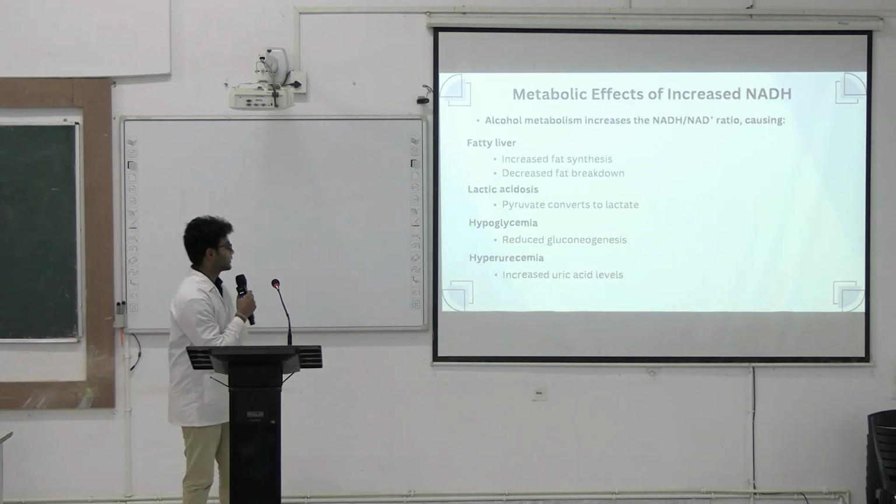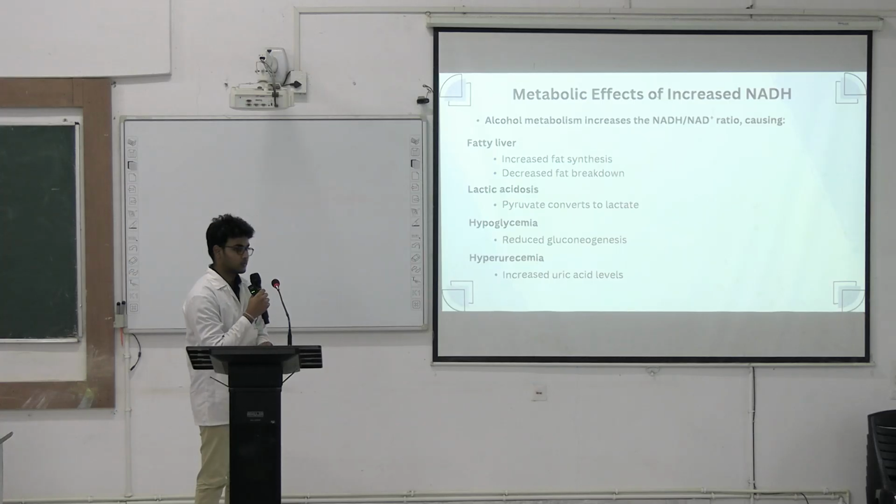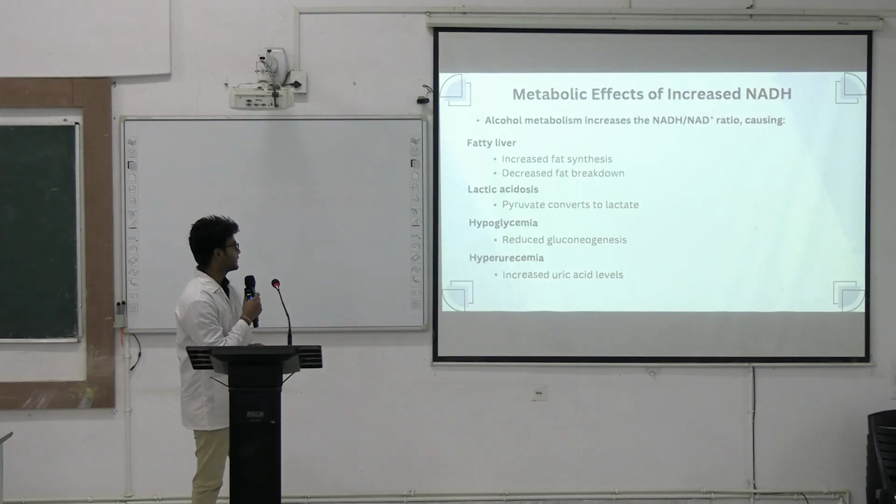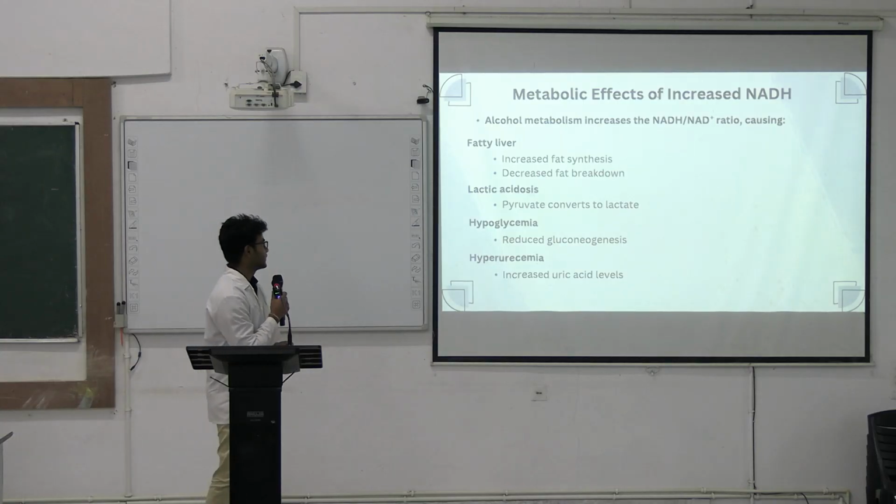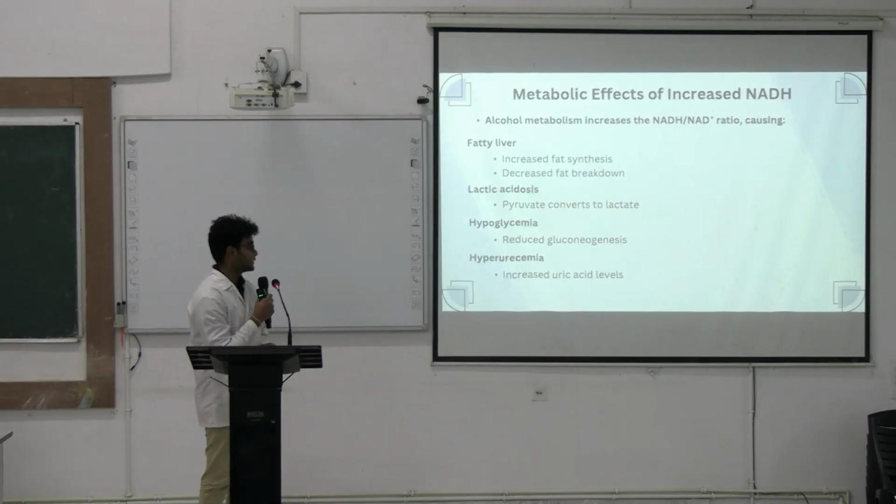Good afternoon. Now we will see how alcohol metabolism can alter other pathways. The main thing that happens here is that the NADH level is greatly increased, and that causes increased fat synthesis. That leads to fatty liver, lactic acidosis, hyperglycemia and hyperuricemia.